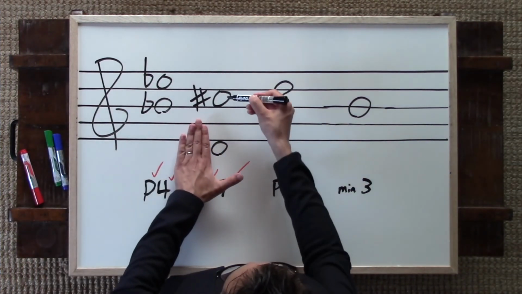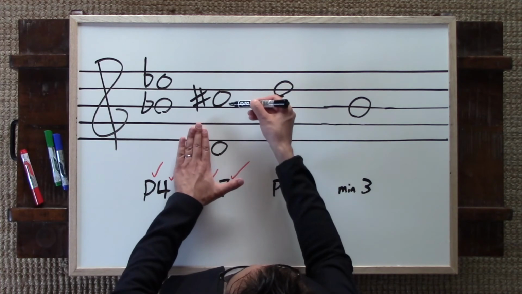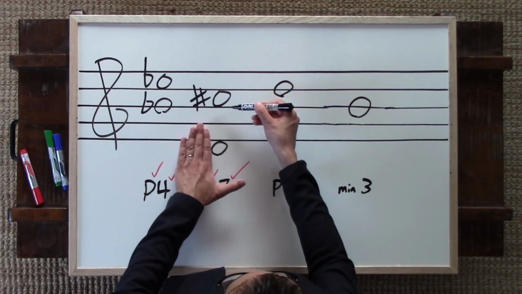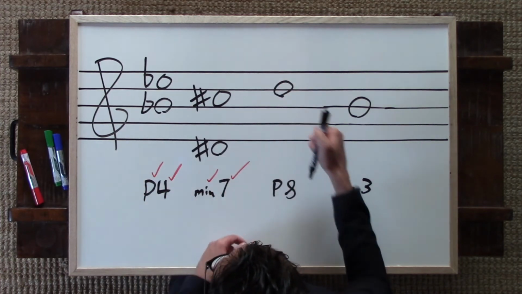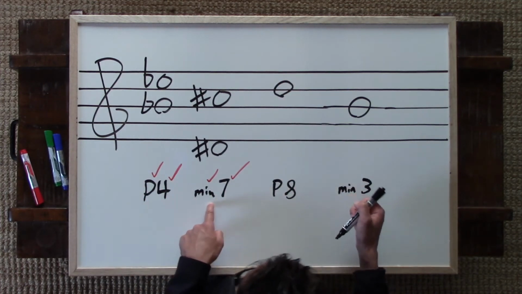So D to C sharp is a major 7th, and now with the sharp we raise the bottom note up 1 semitone, the distance got smaller, and it is a minor 7th.